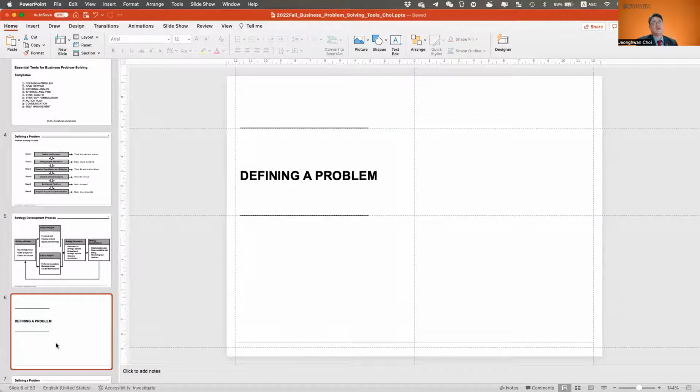Then we go to the first step, defining a problem. I said defining a problem is the most important process, and it is the most time-consuming process. However, many people just ignore that. And then, unfortunately, you had no chances to define a problem. Up to now, you got the problem from others, and then you just performed your analysis, you just solved the given problem.